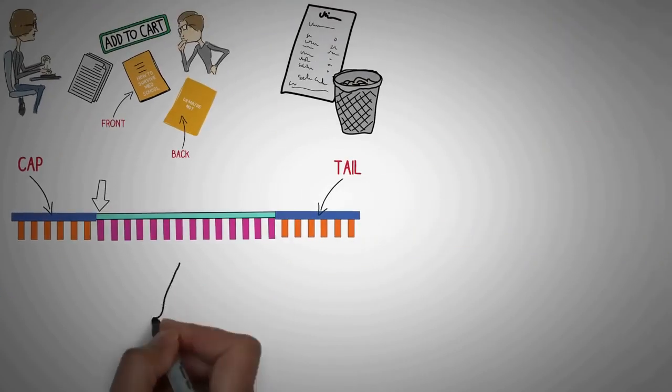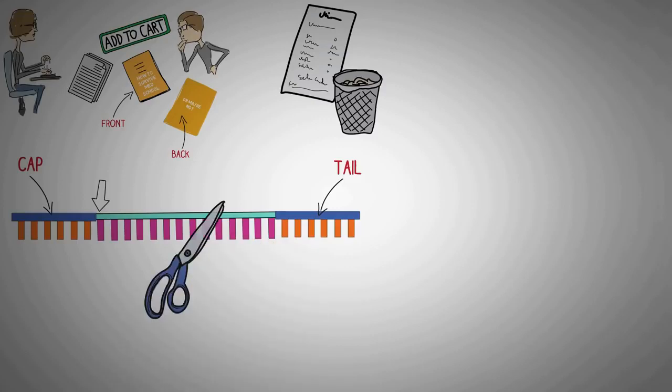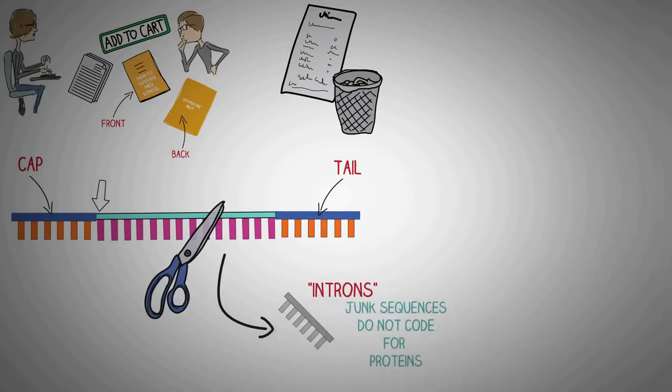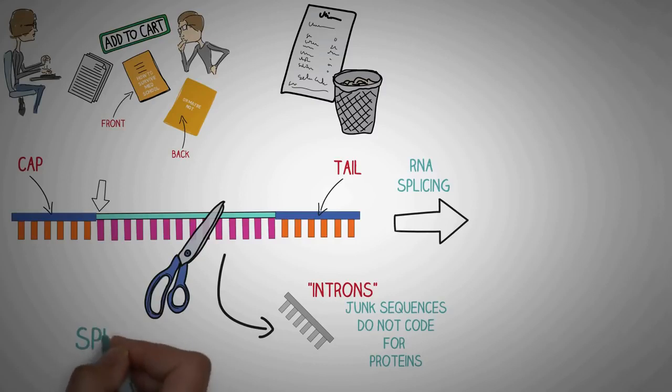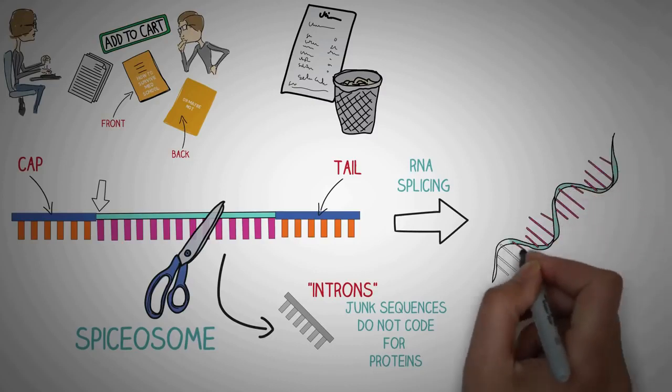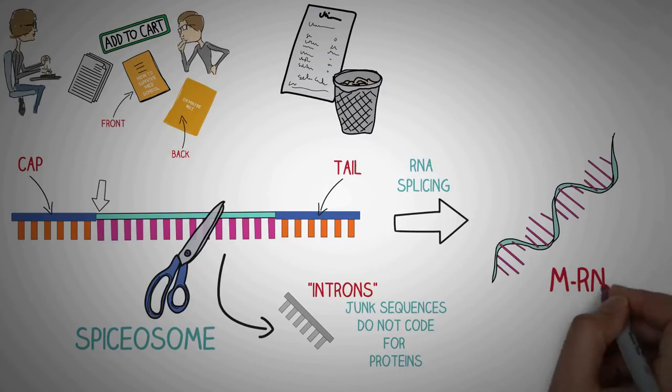The second step of this process involves removal of any unuseful or junk sequences that do not code for proteins, and these are known as introns. This is known as RNA splicing, in which the protein RNA complex known as the spliceosome removes these non-coding parts. The rest of the RNA is then joined again together to create a mature RNA molecule. So this was a brief look at the process of transcription.